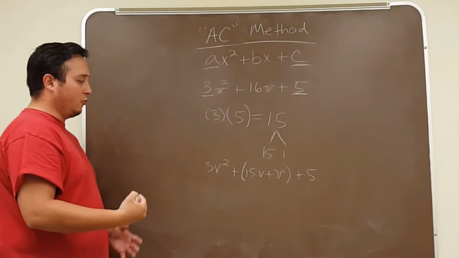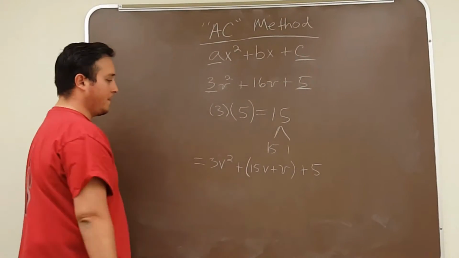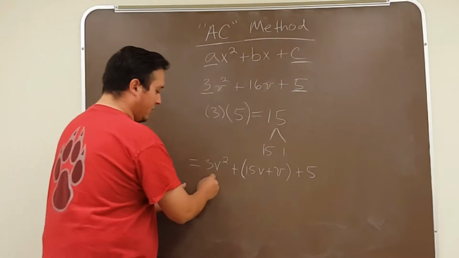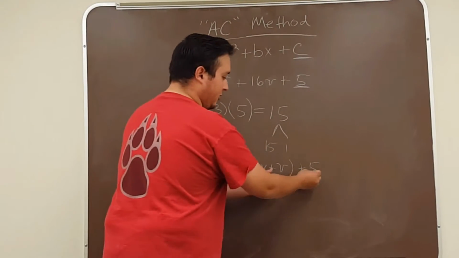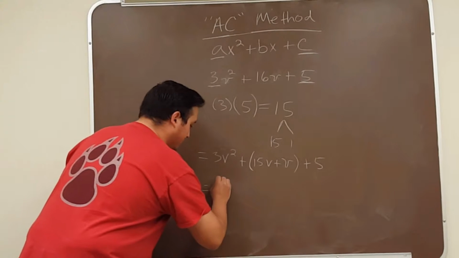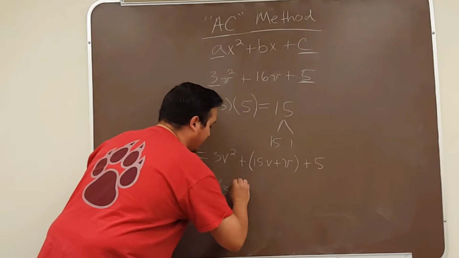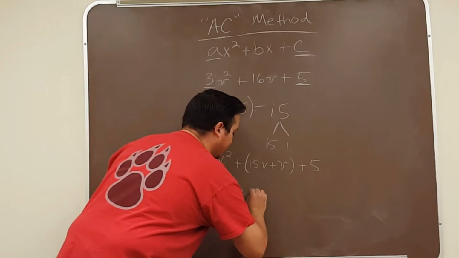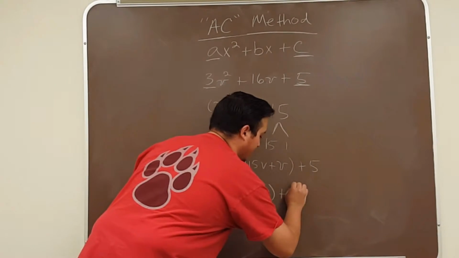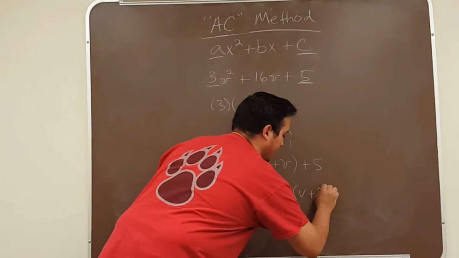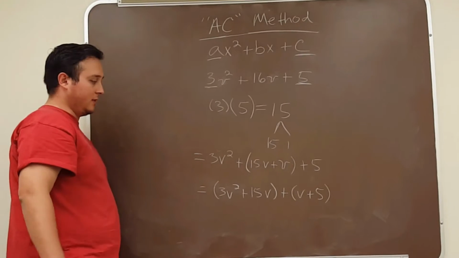My next step is I'm going to group together terms. I'm going to group together the first two terms, and I'm going to group together the last two terms. And I put parentheses around what I'm grouping together. So all I did was just move around my parentheses.